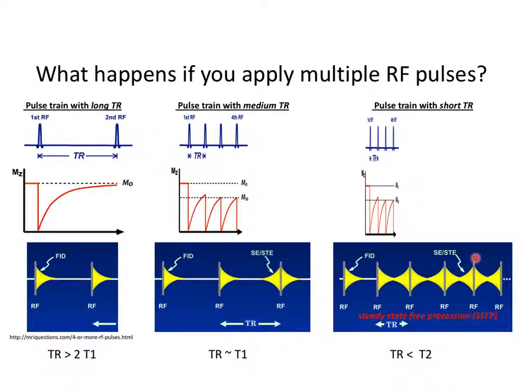Okay, so those are the 3 domains of TR and how we generate contrast with them. So any questions about that?